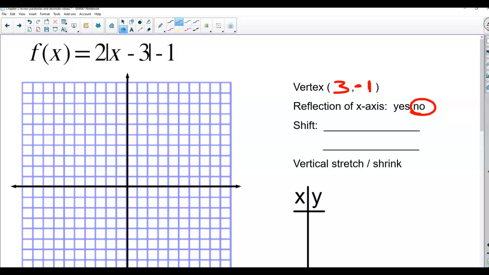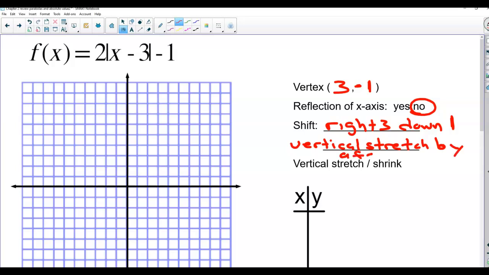The shift is your vertex. Where did your vertex go from (0, 0)? It went right 3, down 1. And it has a vertical stretch by a factor of 2. And obviously that A being bigger than 1, we can circle the vertical stretch for that option as well.